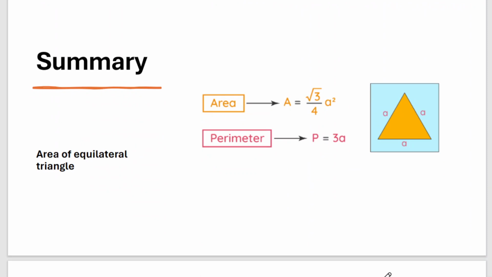Now the next triangle is the equilateral triangle. Area of an equilateral triangle is root 3 by 4 a square. What is a? a is nothing but the length of the side. Okay, so if you know the length of the sides of an equilateral triangle, use the formula root 3 by 4 a square to find the area of the triangle. Perimeter can be easily found. You know the length of one side is a. Since all the sides are equal, we can say 3 into a. That means perimeter is nothing but 3 into a, that is 3a.